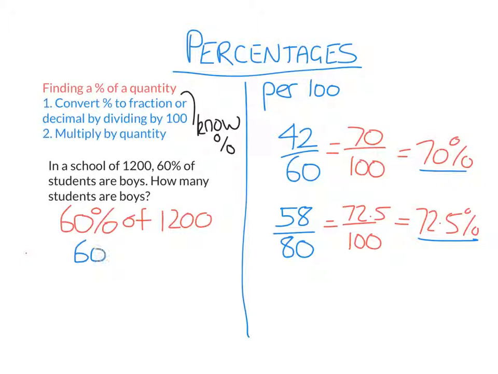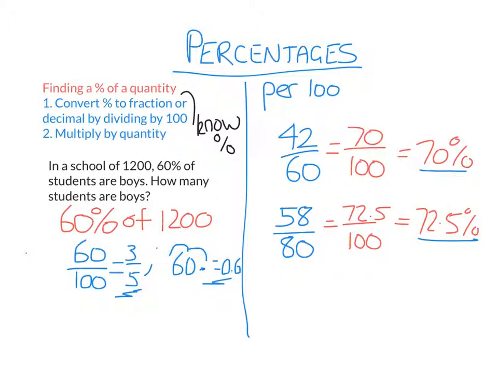So 60 divided by 100 is the fraction. You can simplify if you want on your calculator. If you just put 60 over 100 equals, your calculator simplifies it to 3 over 5. If you want to make 60% a decimal, you just do 60 divided by 100. Remember, that's the same as moving the decimal point 2 spots to the left. So it's just 0.6. Now it doesn't matter whether you use fraction or decimal, we'll get the same answer. So I'm going to use the decimal here.